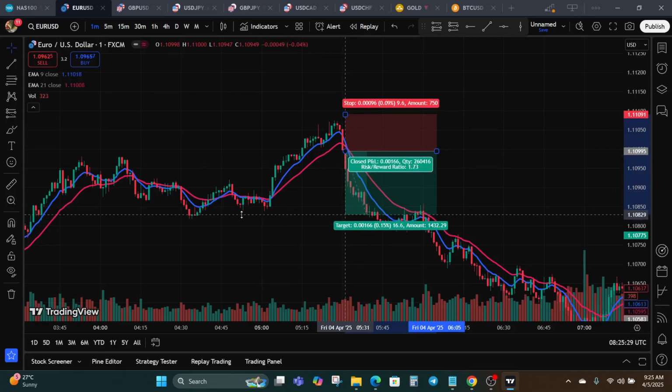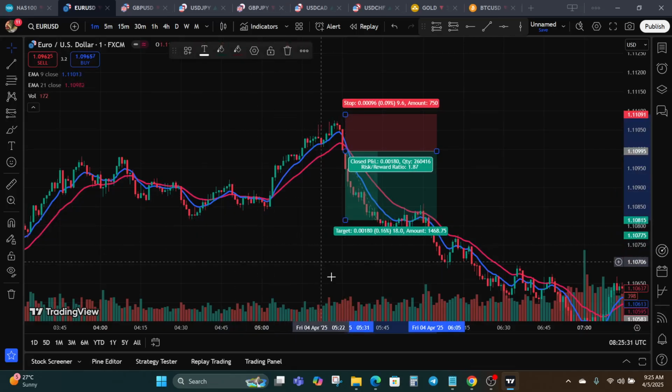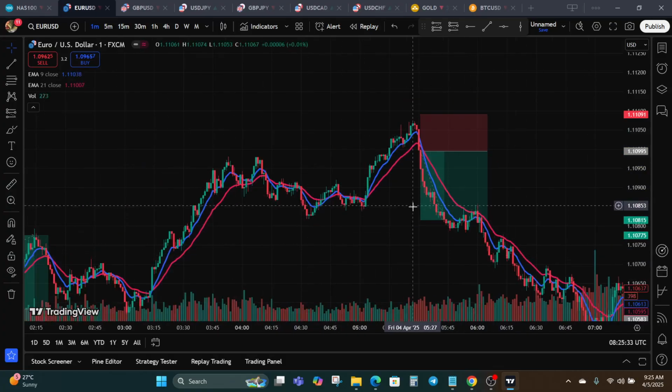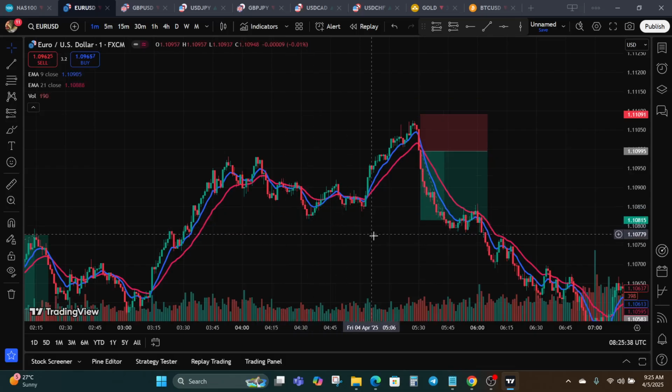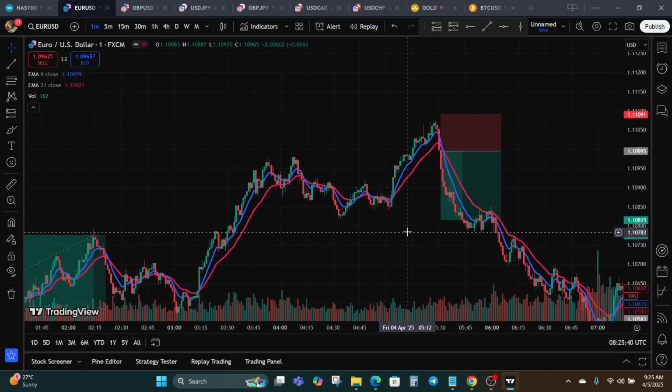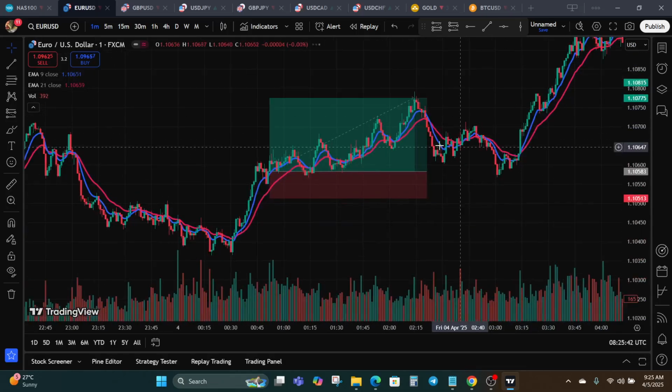Take profits can be around support zones. But remember that this is scalping. So if you get any sign of a reversal, you can just jump out of the trade immediately. Okay, your take profit should be just before the next support or the next resistance.